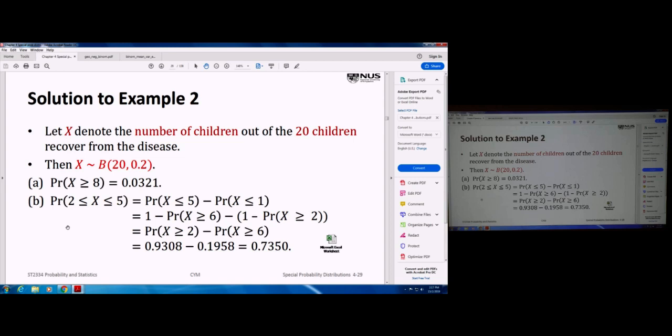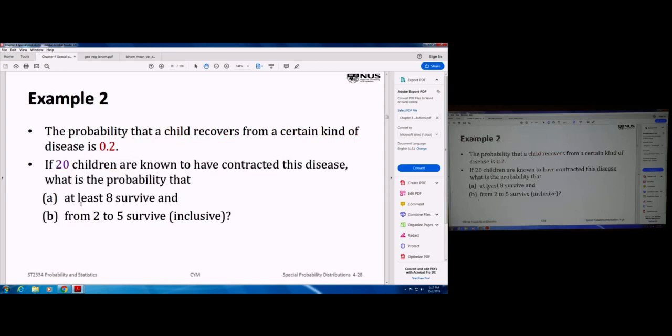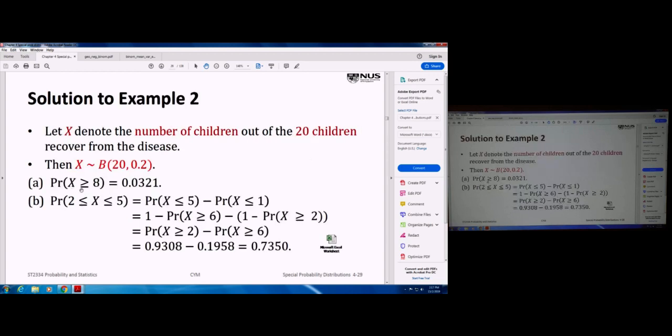Now what do we want to do? We want to calculate the probability that at least 8 survive, so I want the probability that X is greater than or equal to 8. That's the probability that X is equal to 8 plus the probability X is equal to 9 plus the probability X is equal to 10 plus the probability that X is equal to 11 plus ... plus the probability that X is equal to 20. Of course, you would never do that on a calculator. Maybe when I was in school I might do that with a calculator, but you don't do that these days.